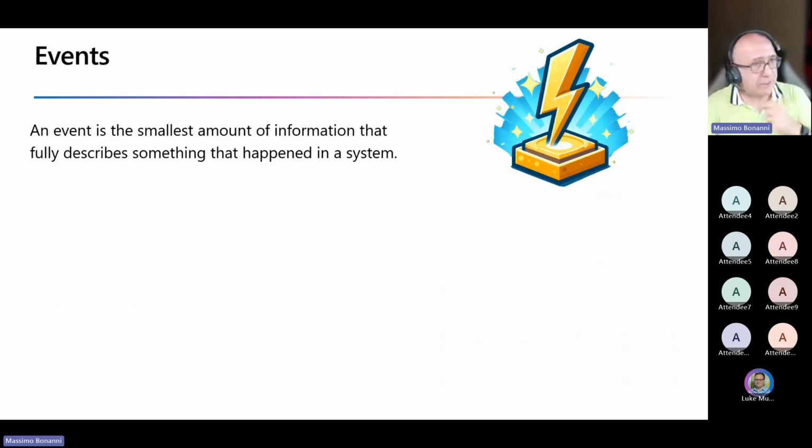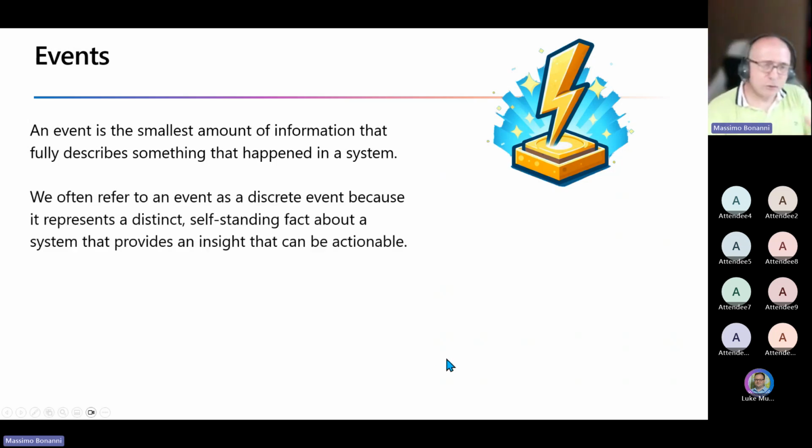What is an event? An event is the smallest amount of information that fully describes something that happened in the system. So, for example, if you take a look at a storage and someone creates a blob in the storage, I will show you the demo in a while. The event tells you, hey, someone created a blob in a storage. This is the name of the blob. This is the time when the event happened. And of course, the event is a blob created. That's all. But you know that something happened.